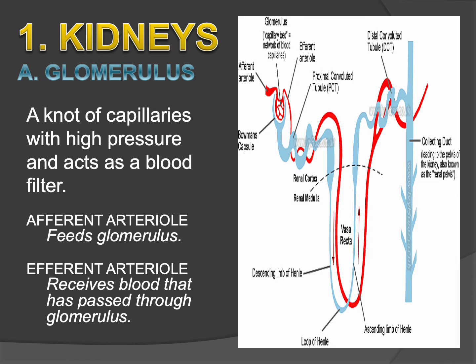It's one capillary bed. So imagine niyo para siyang nag-act as a strainer. And you see on the left and the right side of the glomerulus are arterioles, the afferent and the efferent arterioles. The afferent arteriole feeds the glomerulus. Ibig sabihin, diyan pumapasok ang blood.